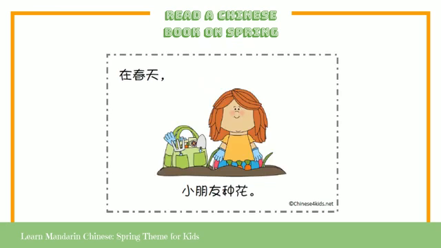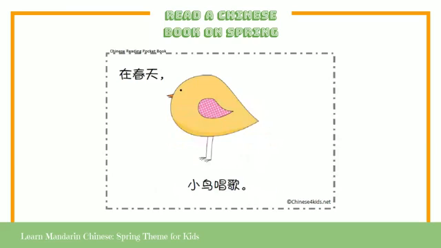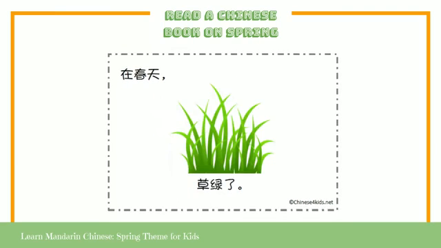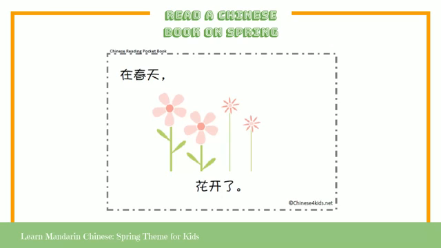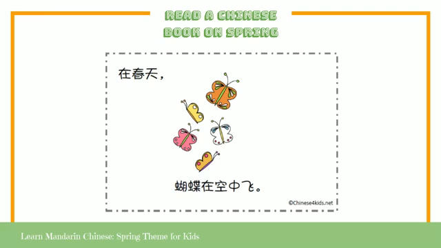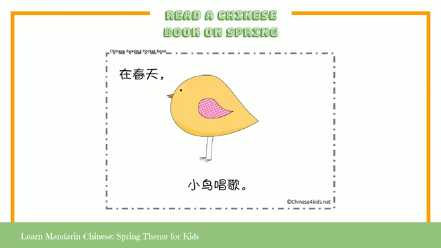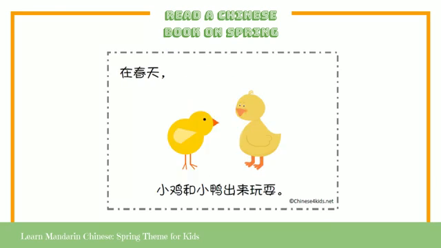Okay. So in this book, I want to go back a little bit. We talk about what happens in spring. Well, there are many things, right? First, the grass turns green, 草绿了. And then the flowers blossom, 花开了. The butterflies fly in the air, 蝴蝶在空中飞. The bird chirps, 小鸟唱歌. The chick and the duckling come out and play. 小鸡和小鸭出来玩耍.